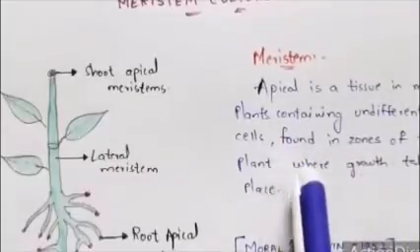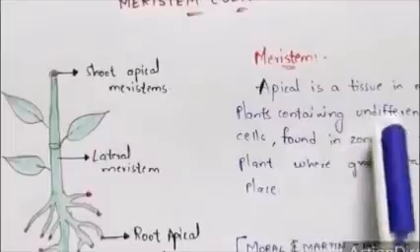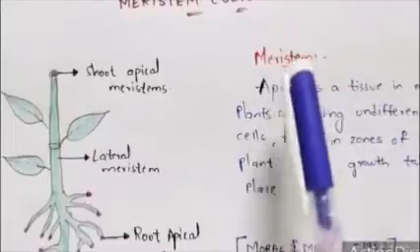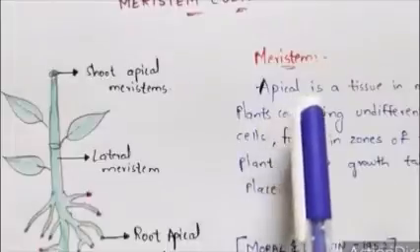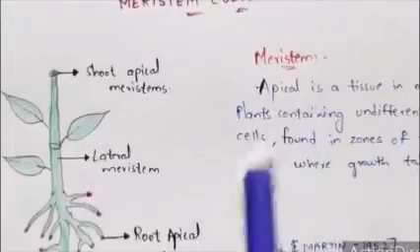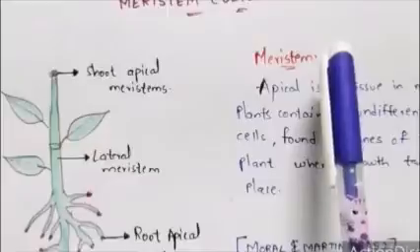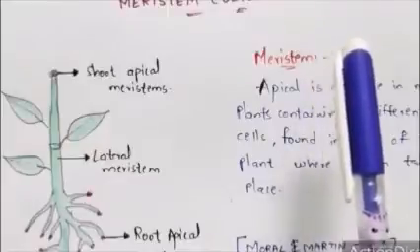the plant where growth takes place. Undifferentiated cells are nothing but the meristematic cells only. So by this definition you can understand where this meristem is present. Meristem will be present at the region where the growth occurs.